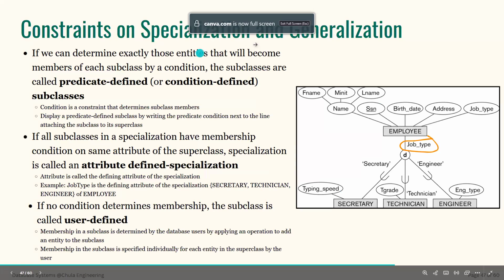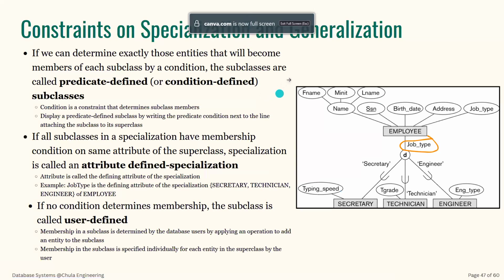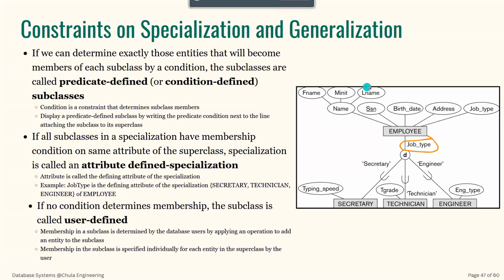Okay, now we have the constraints that we can show on the specialization and generalization here. For example, here, an employee can be secretary, technician, or engineer. So I'm adding more information for each step.